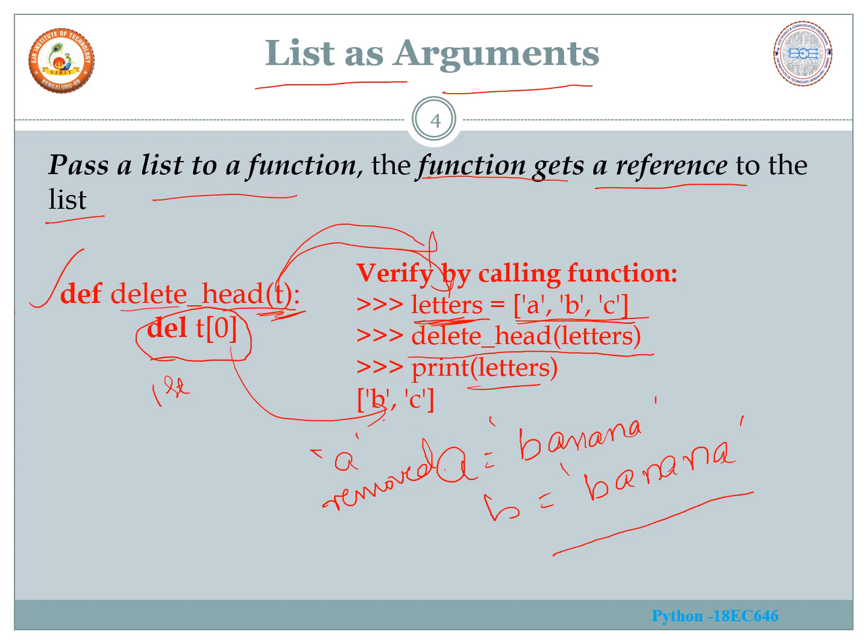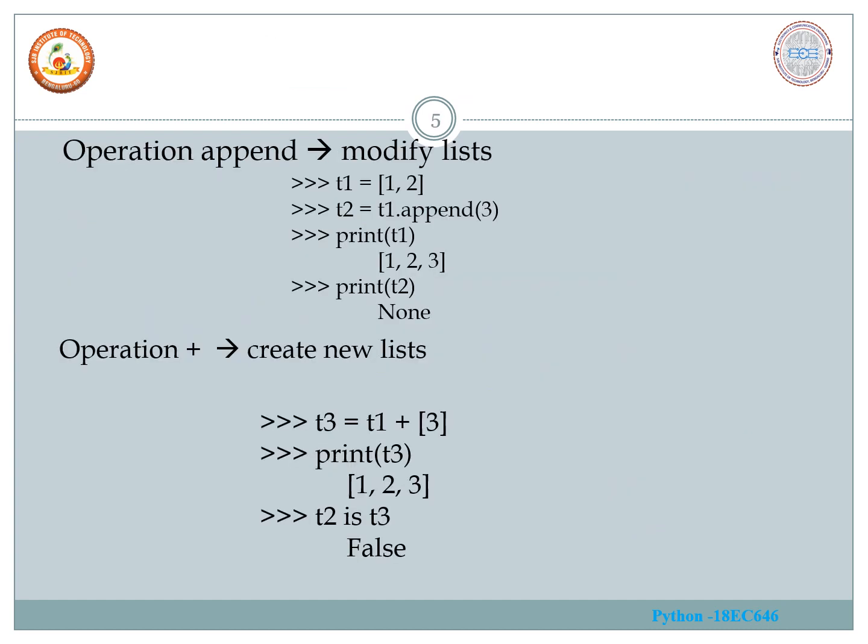So it is also important to distinguish between the operations that try to manipulate or modify lists, and the operations that create a new list. Say for example, consider the list operations. We have one operation called append. This append tries to modify the list. If I make use of the plus sign, this is going to create a new list.